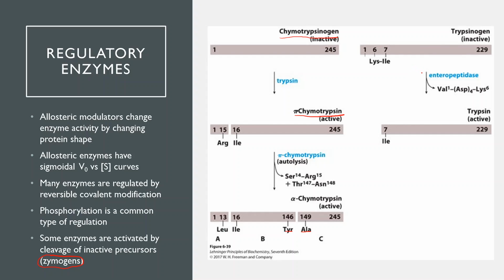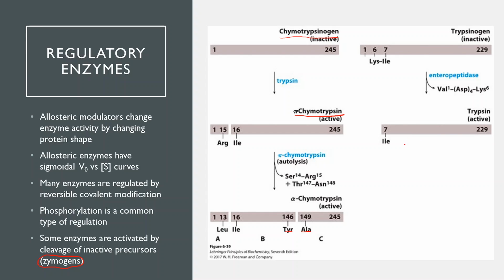Another one is trypsin itself. So again, trypsin makes the first cut from the zymogen for chymotrypsin. But trypsin itself also comes from a zymogen called trypsinogen, and it gets activated by a different enzyme called enteropeptidase. And enteropeptidase just cuts off the first 6 amino acids of trypsinogen to form the active form of trypsin. So this is another way of regulating enzymes.